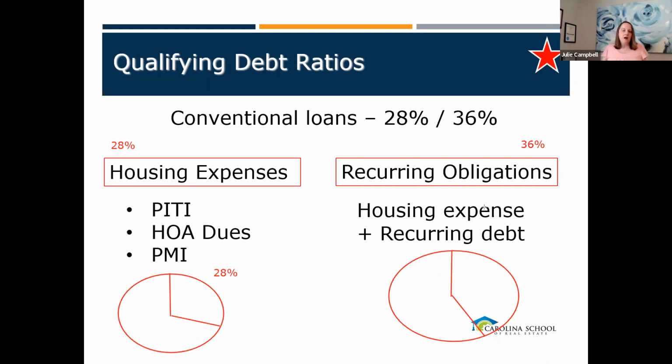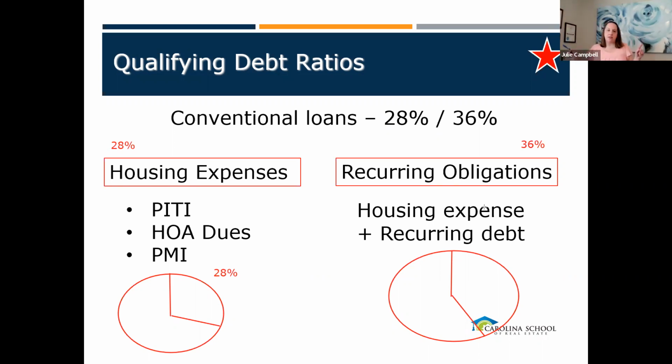Both pies are about the borrower's monthly income. One is focusing on housing expenses. The other one is focusing on recurring obligations, which are your housing expenses and your recurring debt. In order to qualify for the loan, the borrower has to qualify under both ratios. Their housing expenses have got to be less than 28%. Their recurring obligations have got to be less than 36%.